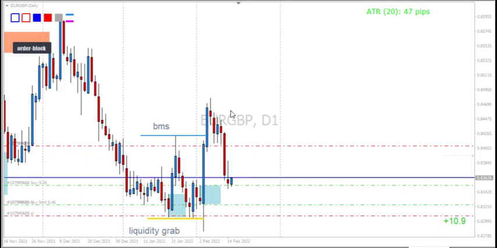TP is now set here. Previously it was on the top. It's because price might face some resistance on this consolidated area. Now let's see how this move plays out.